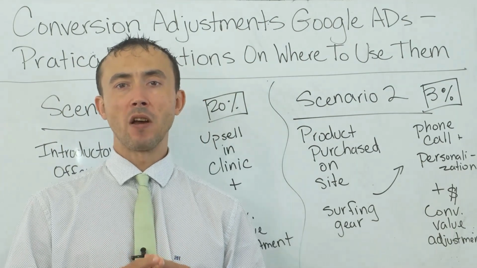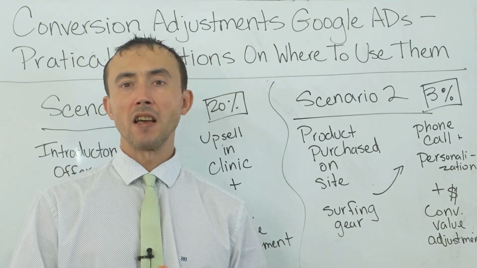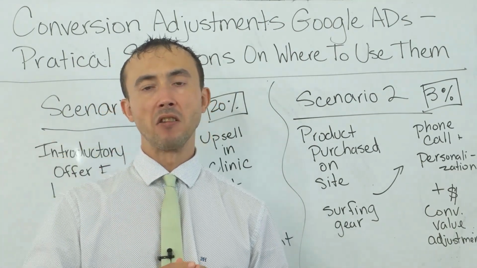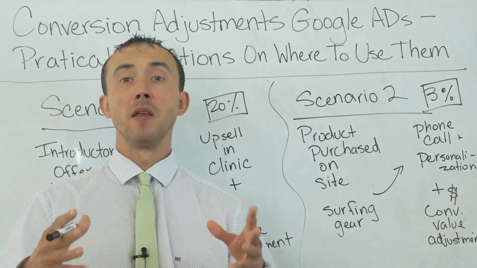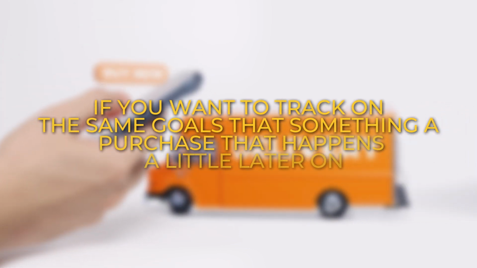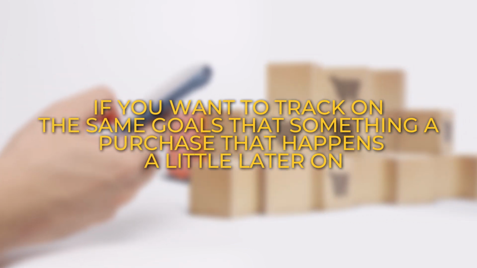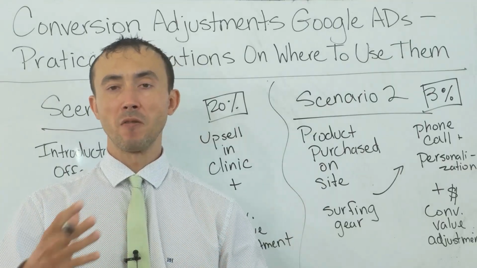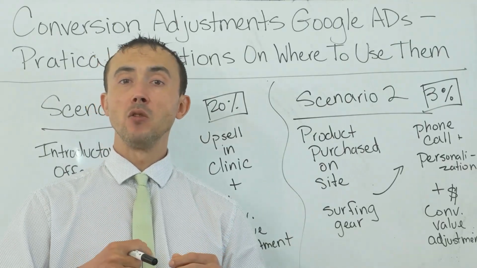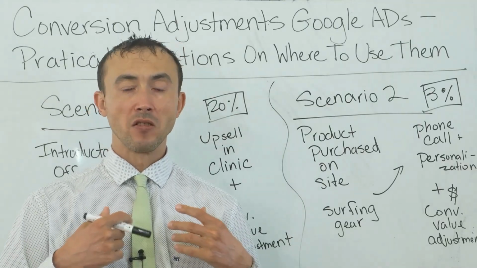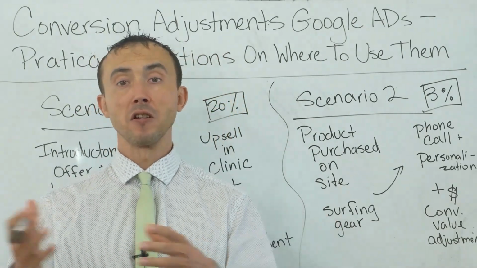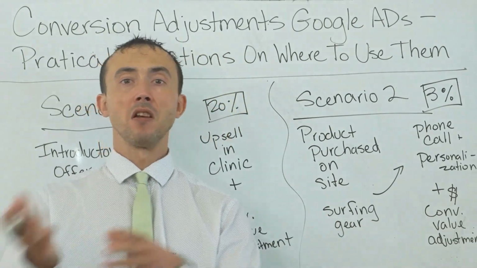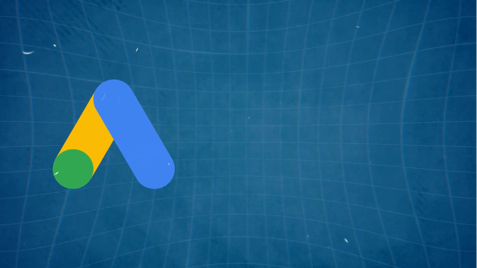With that said, regardless, if you're tracking something that happens a little bit later down the line, which we normally call offline conversion tracking in Google Ads in the ad management world, if you want to track on the same goal a purchase that happens a little later on, you can do that with a conversion adjustment. You just simply have to, using the same process you would use to upload a sale that occurred after the initial lead came in, update Google Ads; you can upload a spreadsheet.